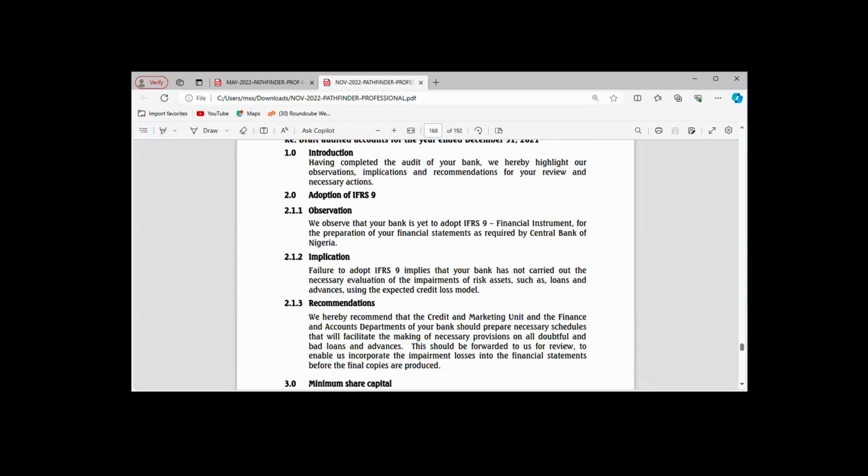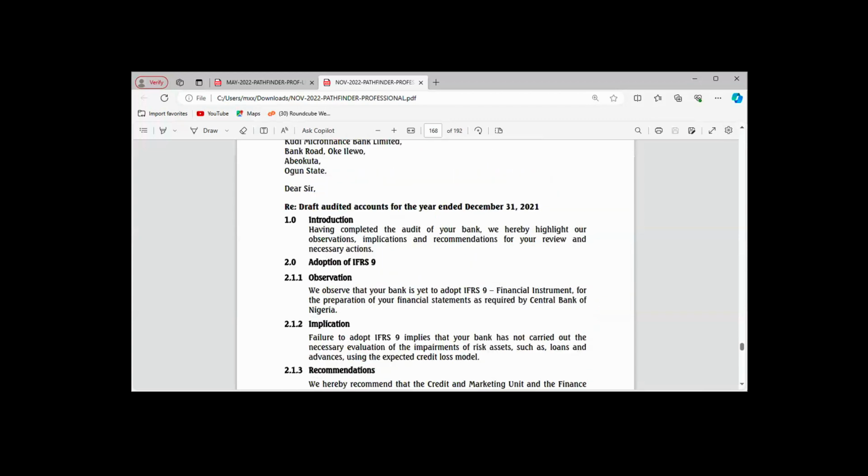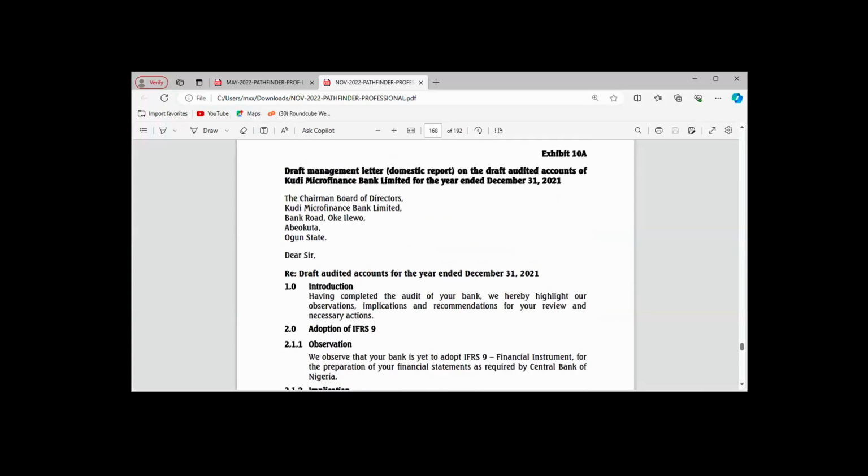Implication. Failure to adopt IFRS 9 implies that your bank has not carried out the necessary evaluation of the impairment of risk assets, such as loans and advances, using the expected credit loss model. You see, the auditors are saying that in the course of carrying out their audit, remember this is a draft management letter. It's a management letter, right? So it was written by the auditors to the chairman, right?